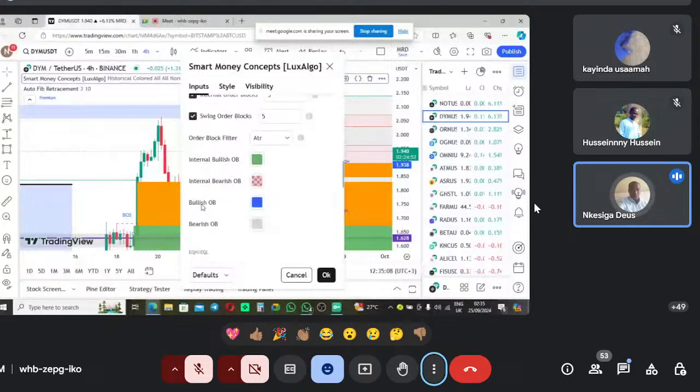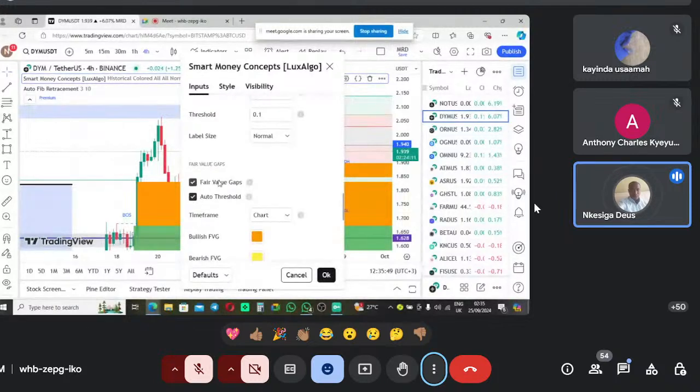Now here, bullish OB again, bearish OB again. So it's a matter of knowing what you are putting on your chart. When you see that it is bullish, please make sure the color you are putting is representing bullish. If you are putting bearish, the color you are putting will be representing bearish. So it's a matter of understanding which color you are using. So here on label size again, we are using normal. Let us keep it normal.